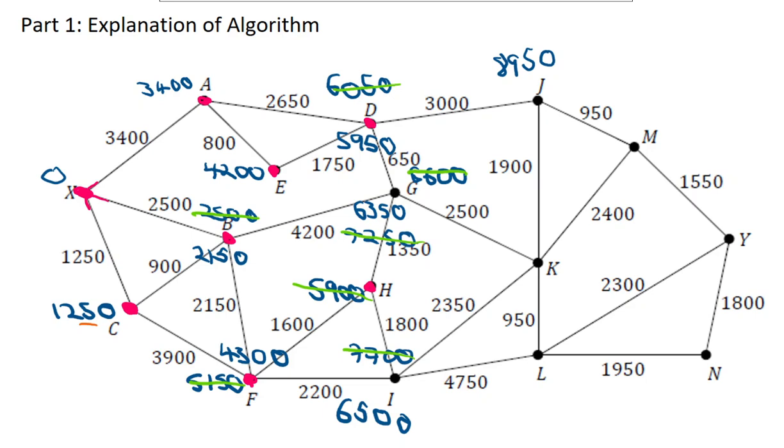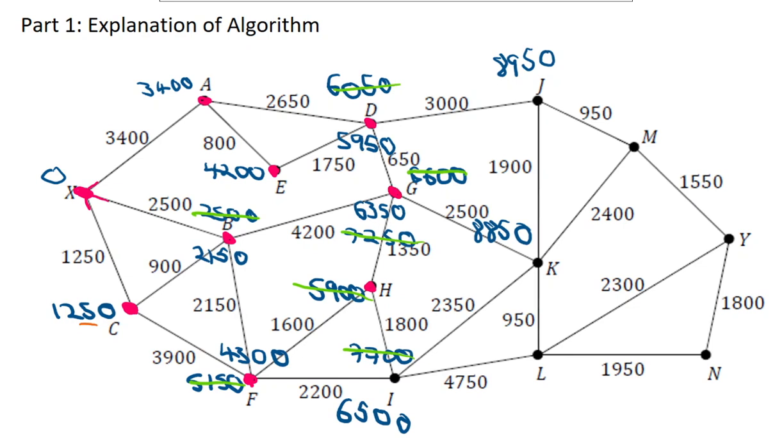So let's not waste our time if we can help it. It doesn't matter if you do it by mistake. You're not going to get the wrong answer. It's just time that will be best served on something else. So D is visited. So let's say the 6350 from G only goes to one place because H is visited, so it only goes down to 8850. G is visited.